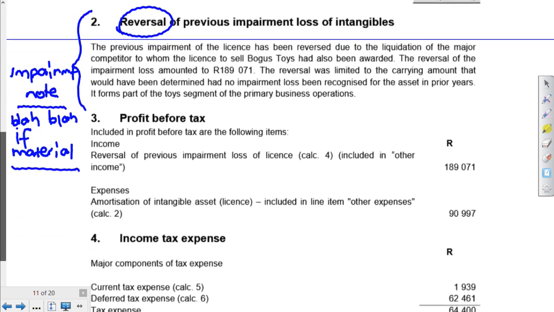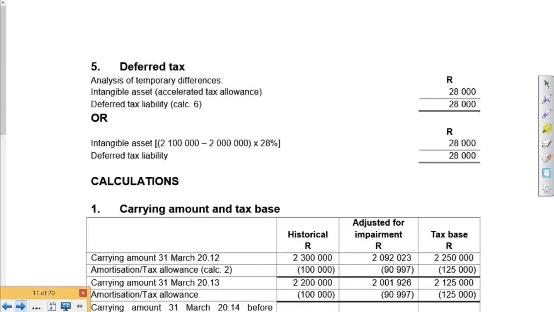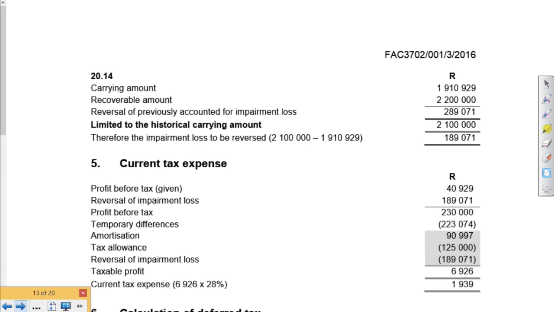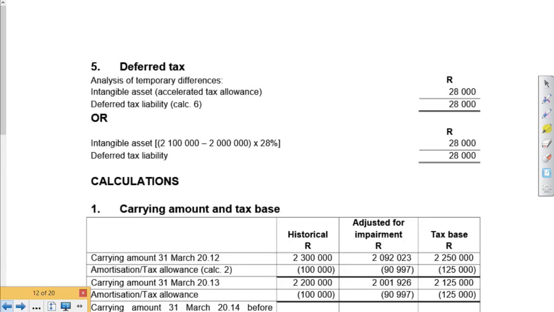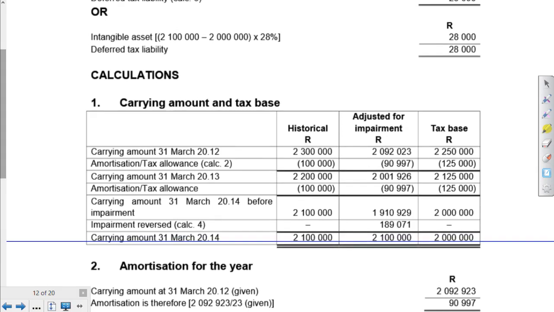Then we see the profit before tax note has a reversal and an expense. Deferred tax. I wanted to show you the deferred tax. Okay. What you see with deferred tax is just a normal deferred tax calc, where our asset carrying amount has been reduced by impairment, isn't it?